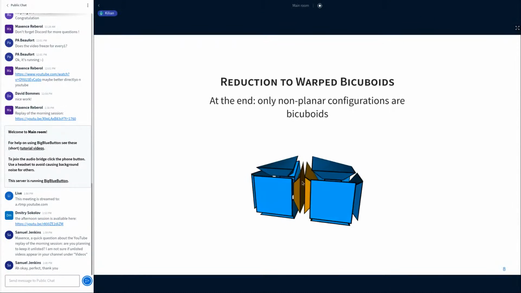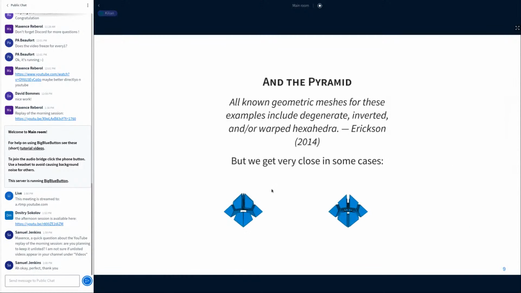If all we have to do in order to complete the construction and get a geometric hex mesh is find a geometric hex mesh of the warped bicuboid. So that's the most interesting one, the configuration that we know from a theoretical perspective. We also have this pyramid, which topologically is hard to find by hand, but we've known that there are solutions for a very long time, and then we have them.